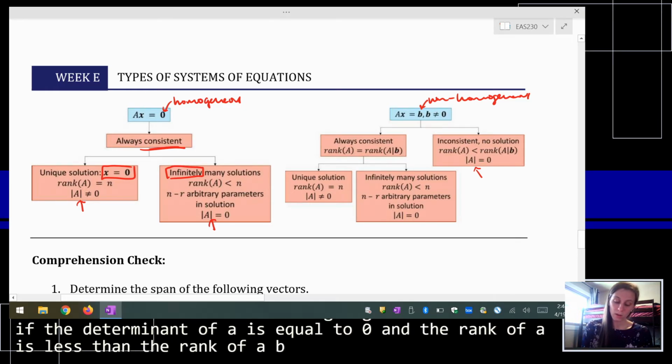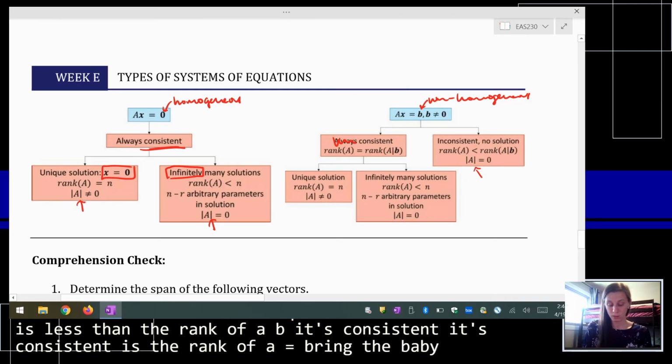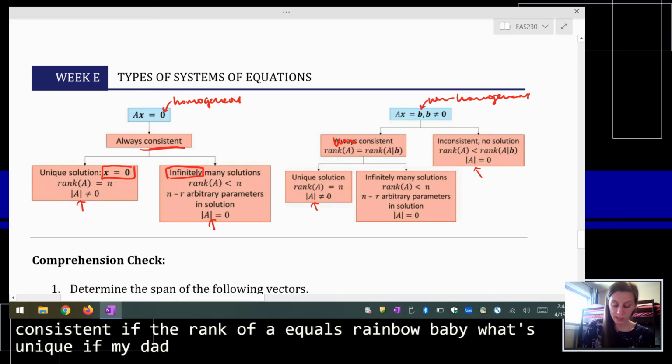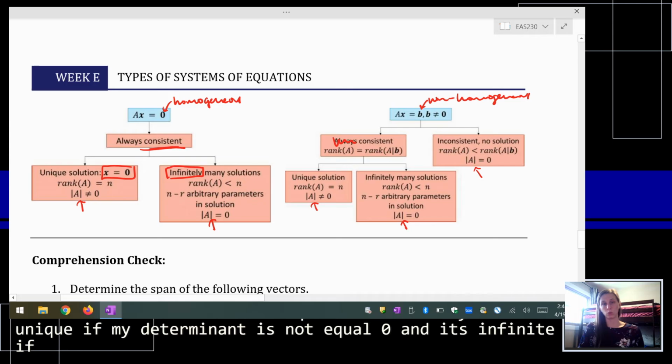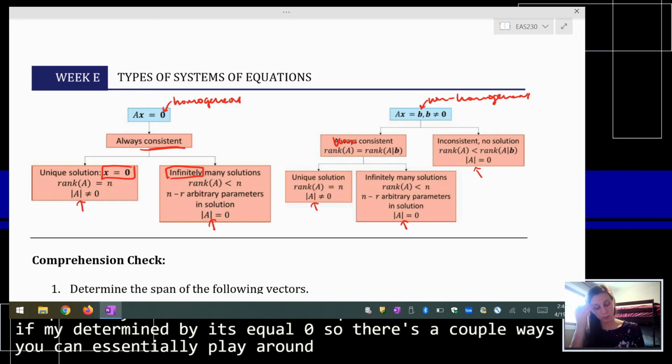It's consistent if the rank of A equals the rank of [A|b]. It's unique if my determinant is not equal to 0, and it's infinite if my determinant of A is equal to 0. So there's a couple ways you can essentially play around with this flowchart.